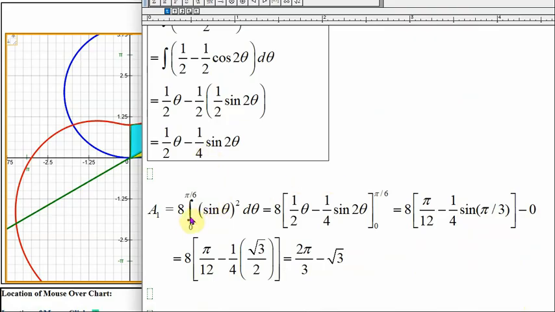And so this integral right here, we have 8 times 1/2 theta minus 1/4 sine of 2 theta, and then evaluate from 0 to pi over 6. So when theta is pi over 6, we get 1/2 times pi over 6, which is pi over 12. And then here we get 2 times pi over 6, which is pi over 3.